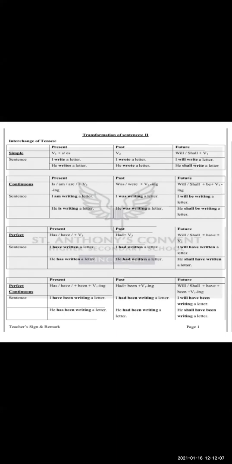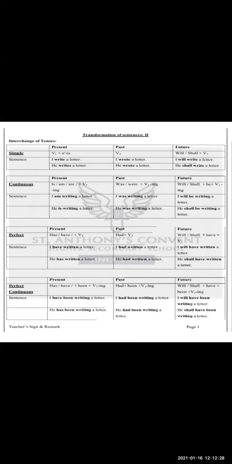What is a perfect sentence? A perfect sentence is used to refer to an action that is complete and finished. That means the main verb, our action, is completed, is finished. Okay. Now, what is the present perfect tense?